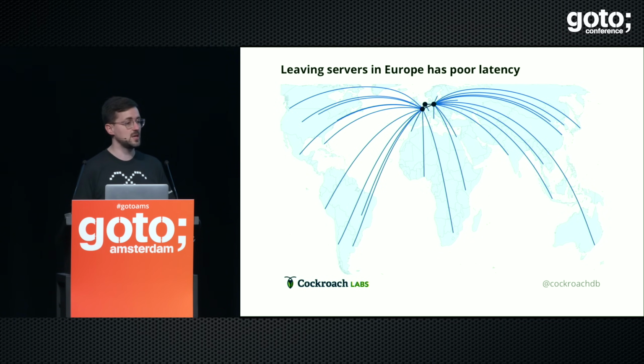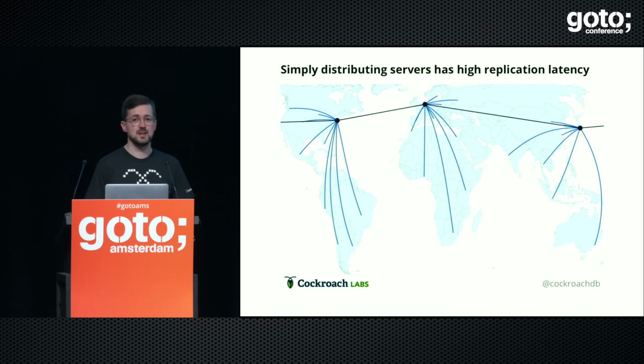If you just keep your setup with a few servers in Europe, then you're back to having 200 millisecond plus latencies for your users on the other side of the world. And if you just take your three data centers out of Europe and spread them around, put one in New York, one in Tokyo, and leave one in Europe, then that addresses part of the problem. It lets you read your data from all of these different locations much more quickly. But if you're writing the data, then that data still has to be replicated across long distances, and that is expensive.